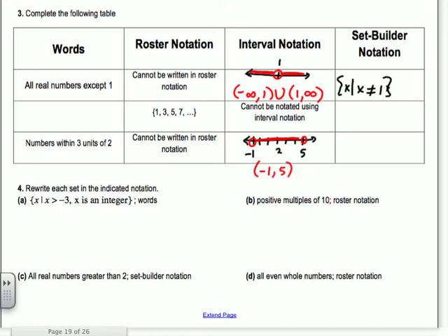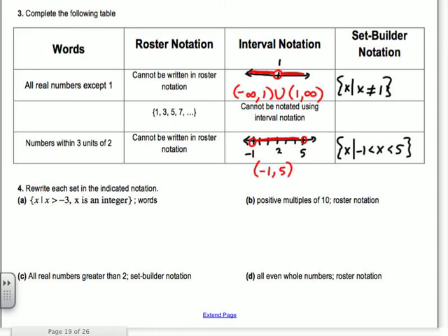Set builder. Oh, I skipped one, didn't I? Set builder is x such that. What's a way of writing everything between negative 1 and 5? Negative 1 is less than x is less than 5. Okay, we'll go back up because I realized I skipped one.